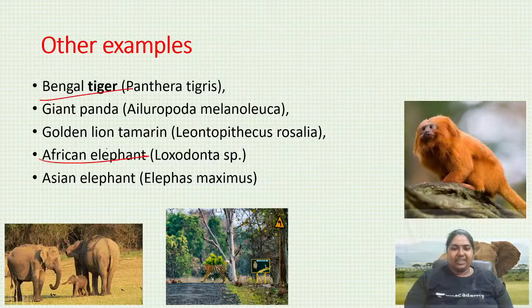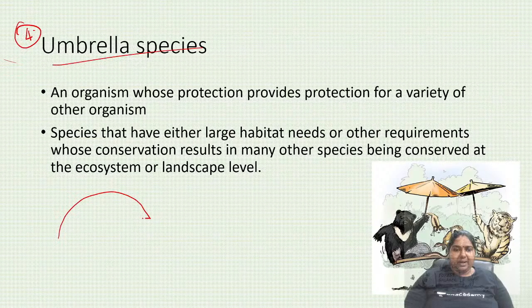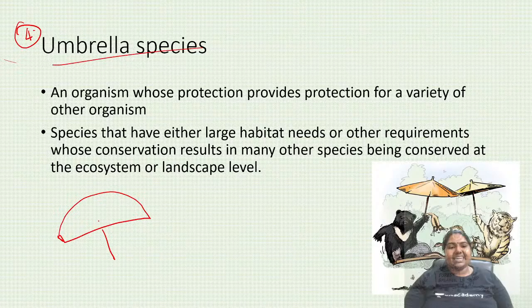The next one is the umbrella species. So how many species have we done? Keystone, indicator, flagship, three species are done. The fourth one is the umbrella species. See, this is an umbrella, right? This umbrella is going to cover a lot of them. That is why you call them an umbrella species. By saving them, you are going to save a lot of others. That is what is called an umbrella.